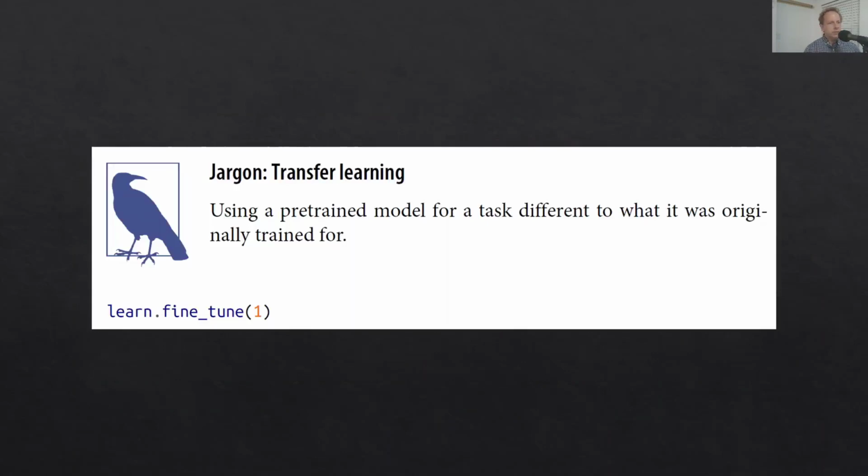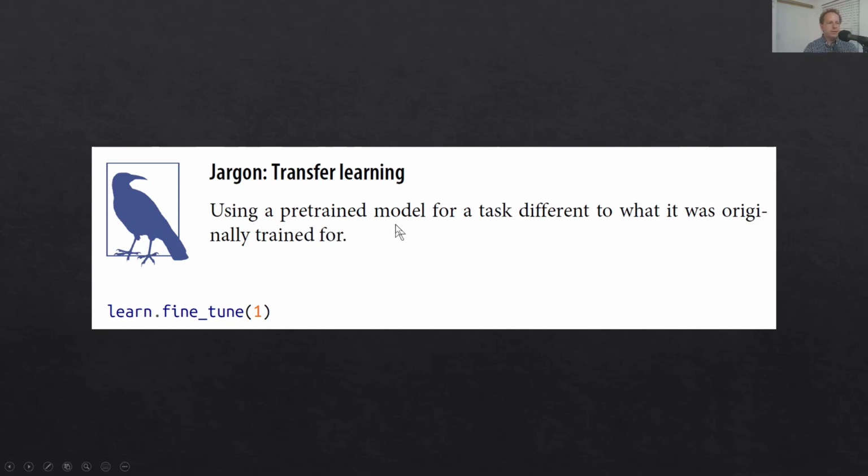The next important thing we need to learn about is called transfer learning. So the next line of code said learn.finetune. Why does it say learn.finetune? Fine-tune is what we do when we are transfer learning. So transfer learning is using a pre-trained model for a task that is different to what it was originally trained for. So more jargon to understand our jargon. Let's look at that. What's a pre-trained model?